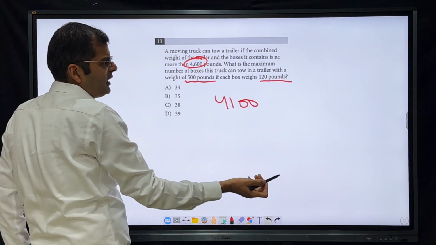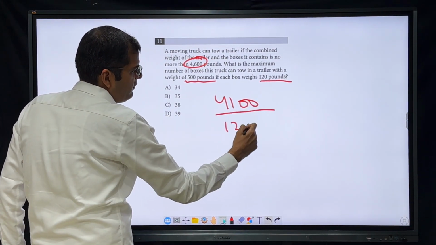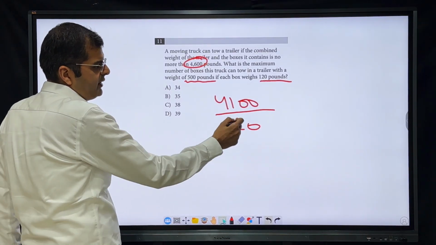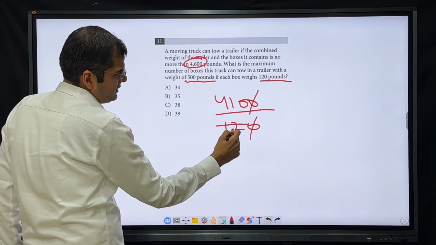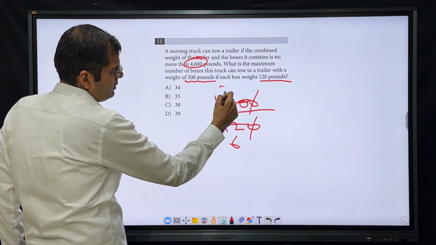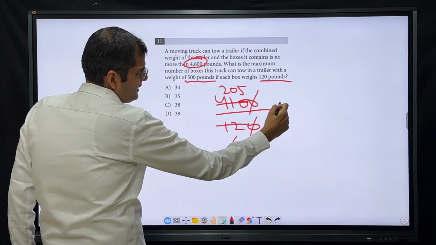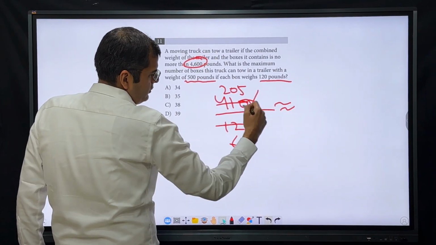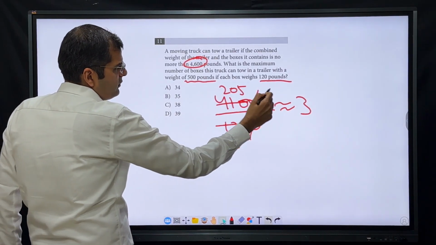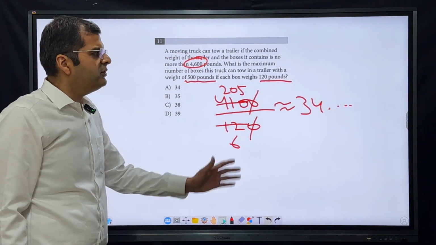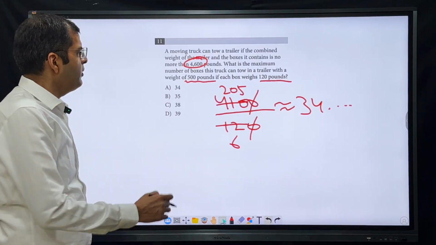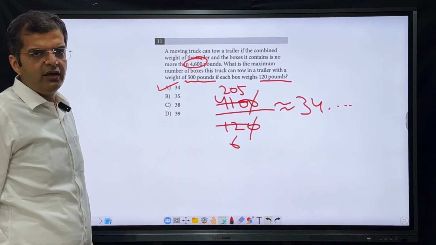Each box weighs 120 pounds. So how many boxes can you have? So that will be 4,100 divided by 120. So this goes 0, this is 2 6 and this is 205. So 205 by 6 is almost equal to 6 3 18, 34 point something. So the boxes cannot be a decimal value. So it has to be a maximum of 34 boxes. So answer option A, 34 is correct here.